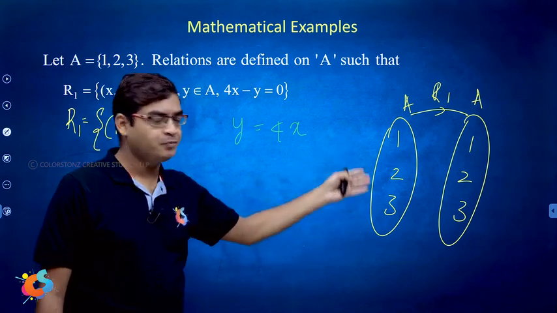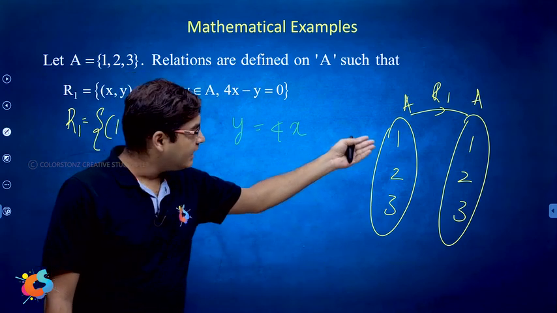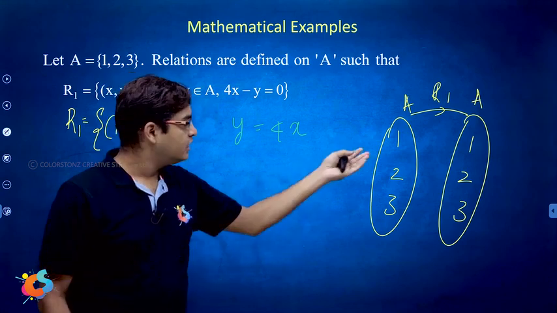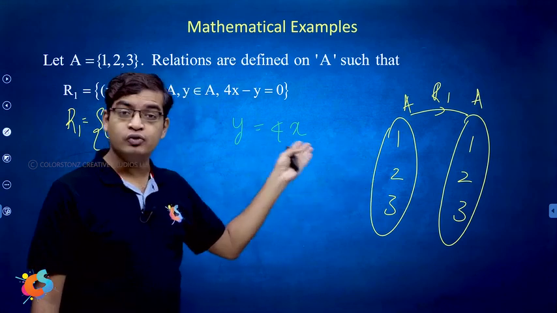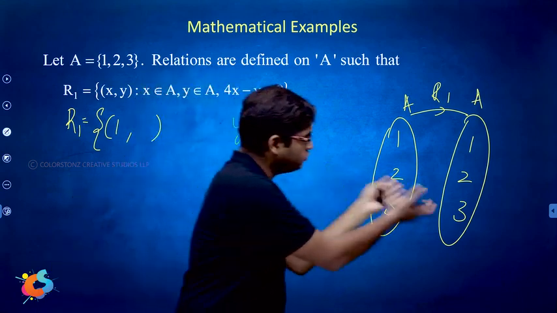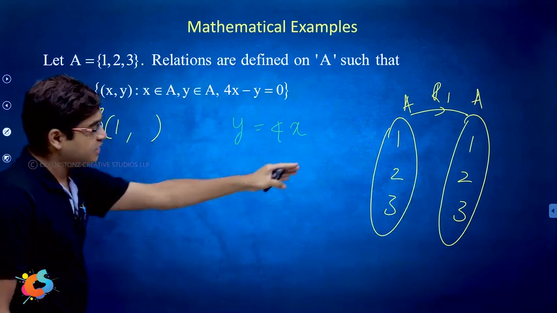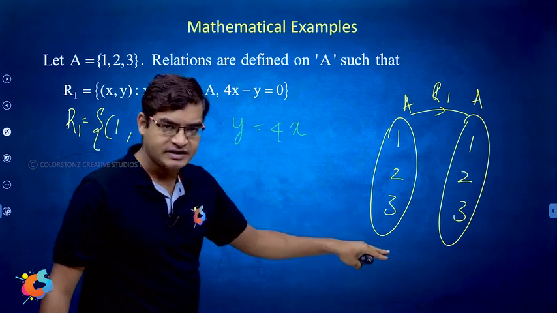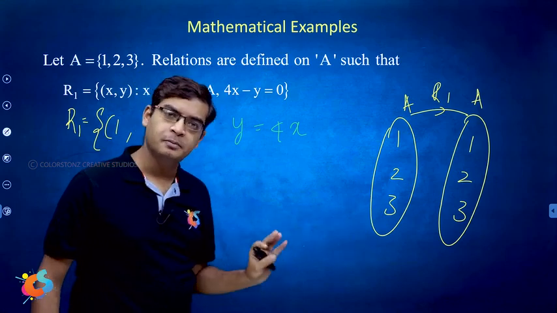We have tried one by one. With 1 we have seen. Can I take with 1? No. So leave it. Can I take with 2? For x is equal to 2, y should be equal to 8. So I cannot take it. So leave it. Leave it means leave this element. Next go to the next element. With this also I am not able to pair anything.